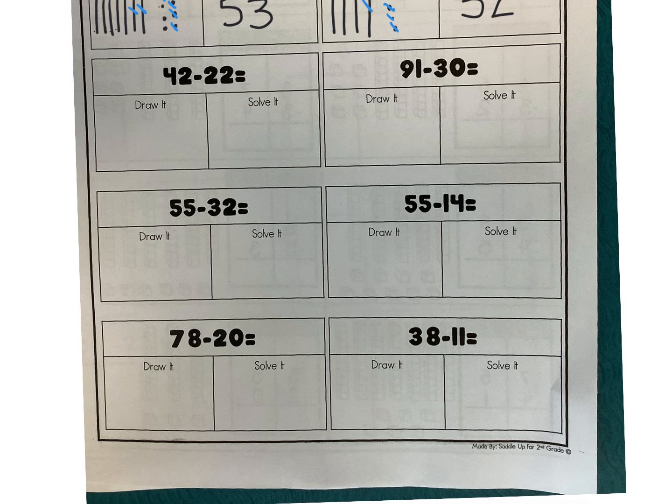Let's go to 42 minus 22. So we're going to draw 4 tens and 2 ones. Now we're going to cross off 2 tens and 2 ones. Do we have any ones left? Nope. We just have 2 tens and, oh, sorry, wrong color. 2 tens and 0 ones.